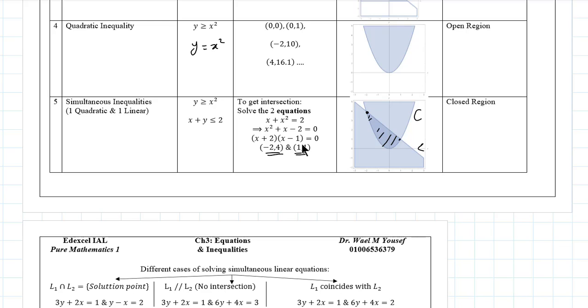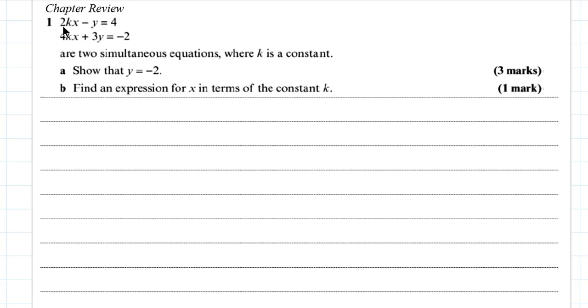Let's go to the past paper problems. Question number 1. 2kx minus y equals 4 and 4kx plus 3y equals negative 2 are two simultaneous equations where k is a constant. A, show that y equals negative 2. Okay, if we look at the problem here, I can multiply by 2 equation 1. I will name this equation 1, and this is the second equation. So by multiplying equation 1 by 2, we will get 4kx minus 2y equals 8. We can call this equation 3.